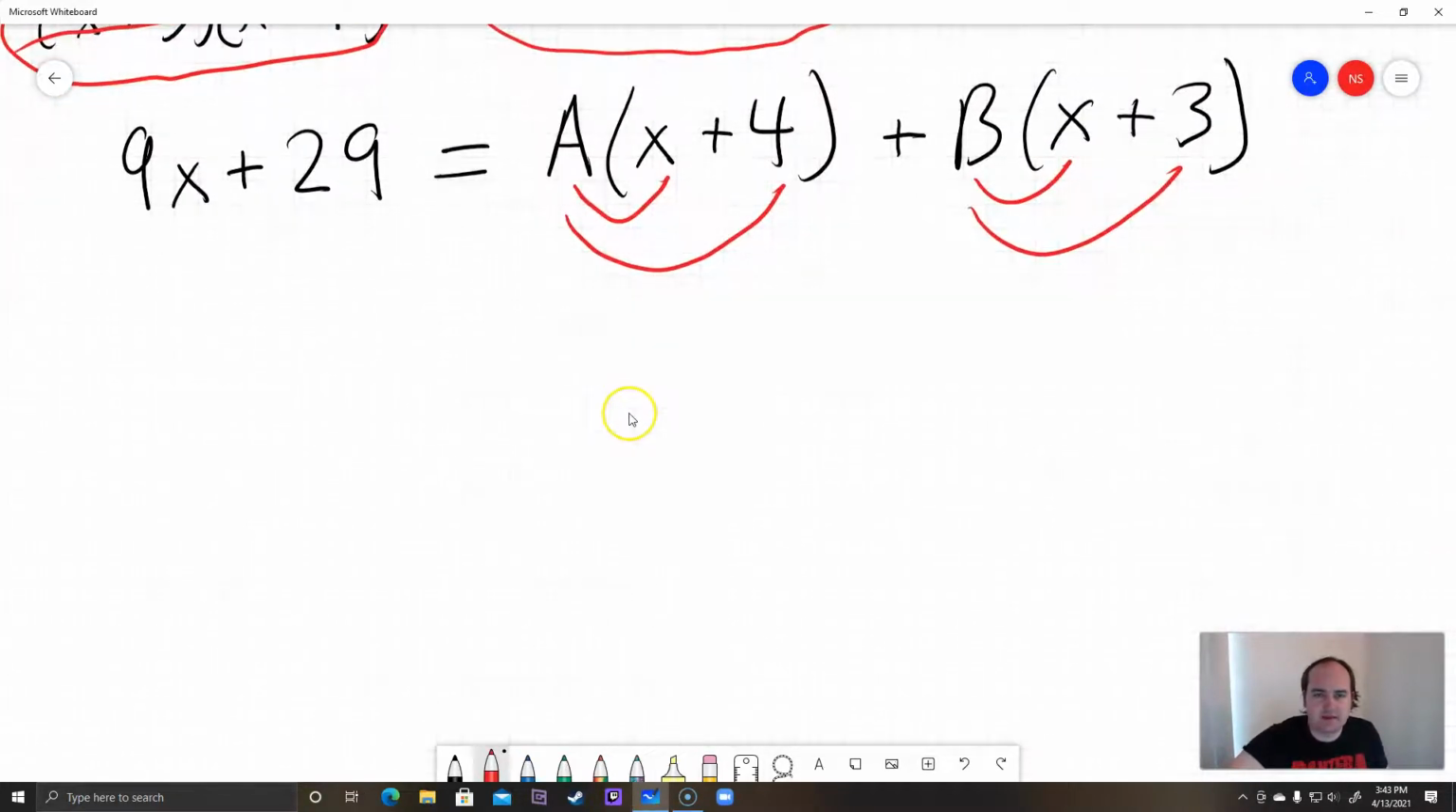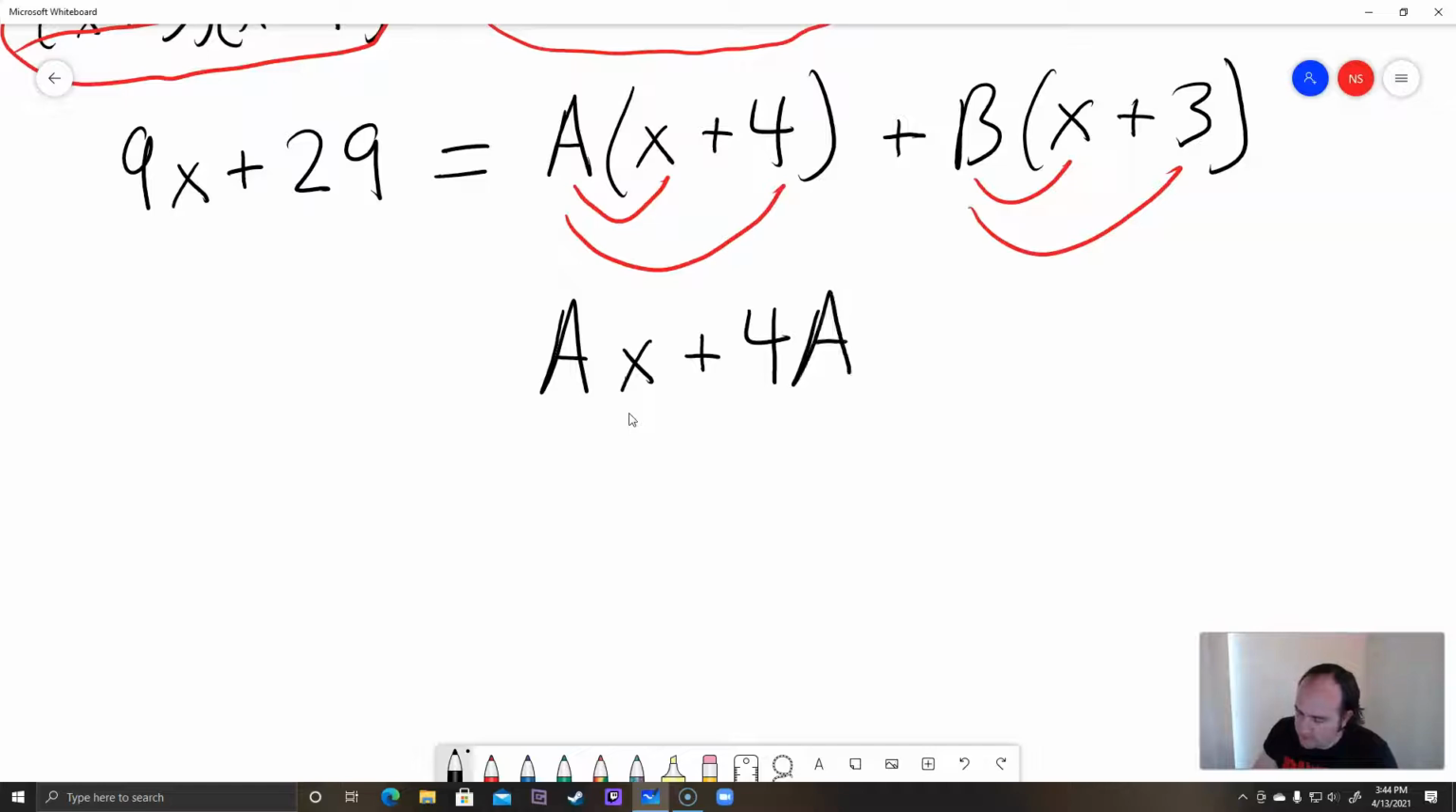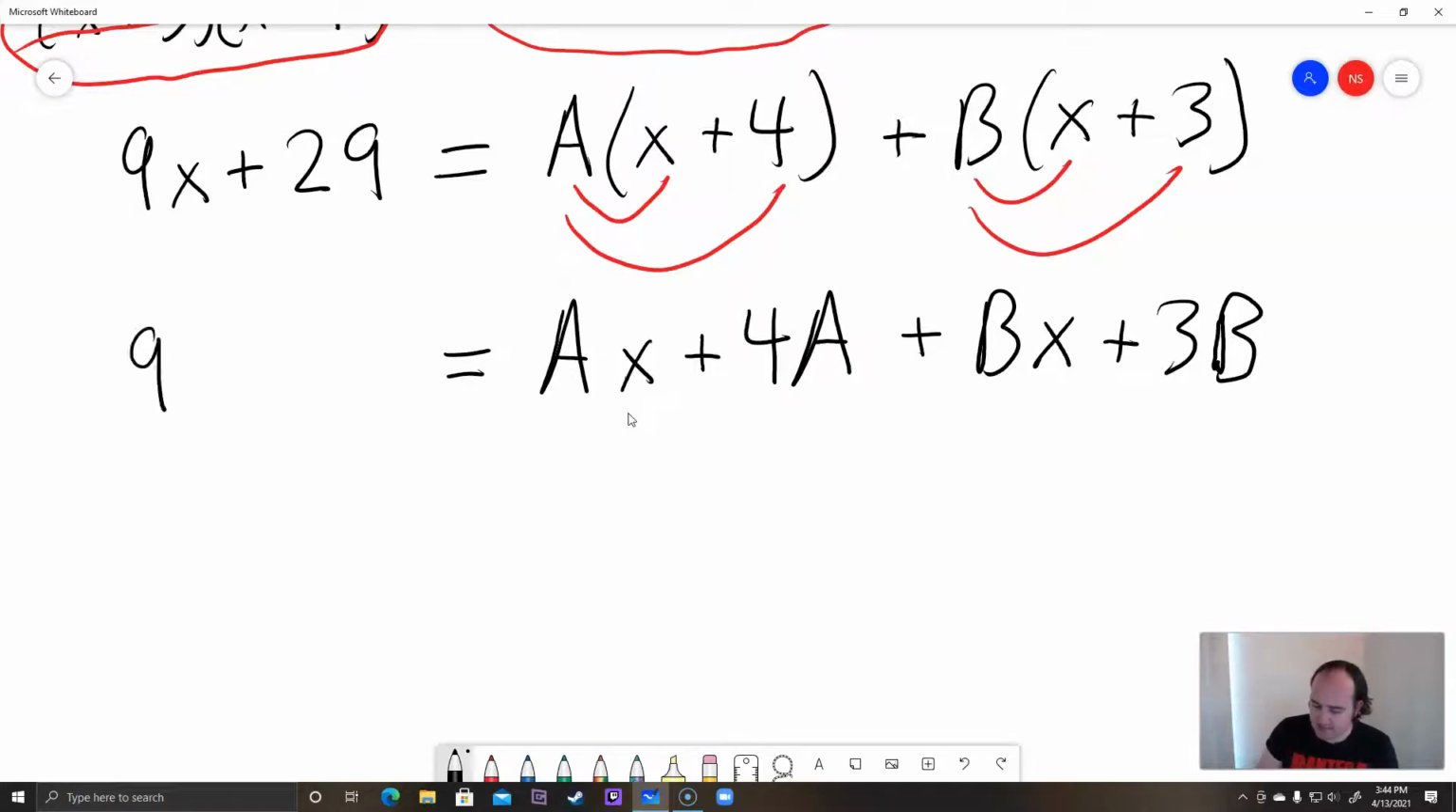So what's that going to give us? Well, on the right side we have ax plus 4a, and then we have plus bx plus 3b. And on the left side we have 9x plus 29. And then what can we do from here? Well, it turns out that you can equate the coefficients of like powers of x.